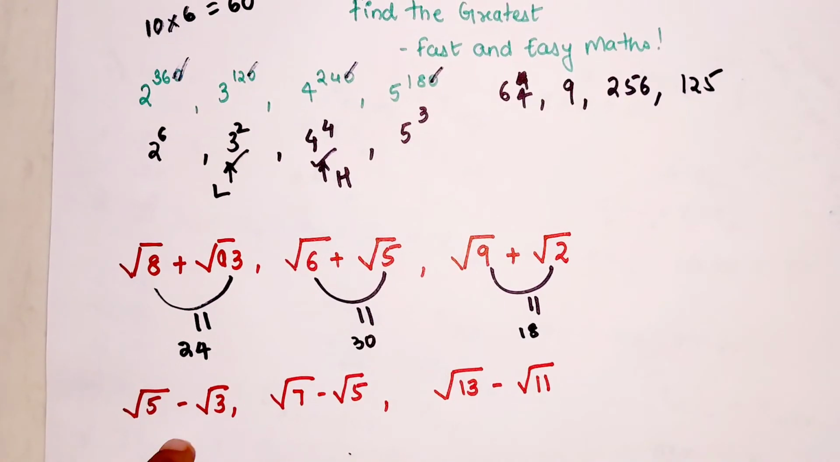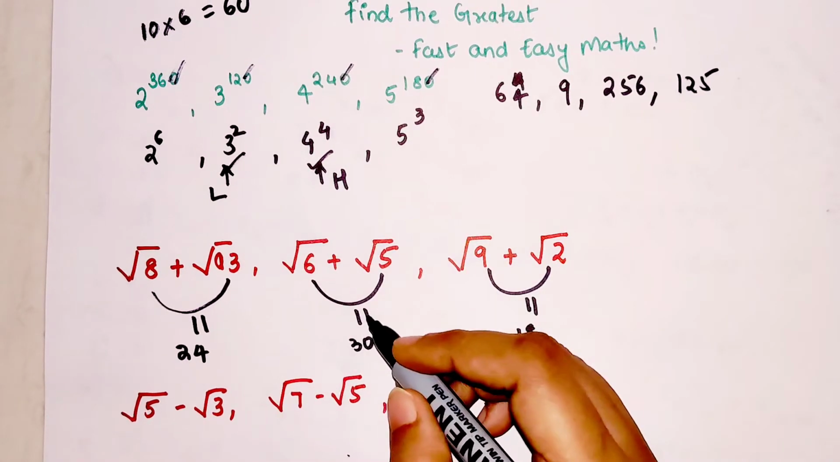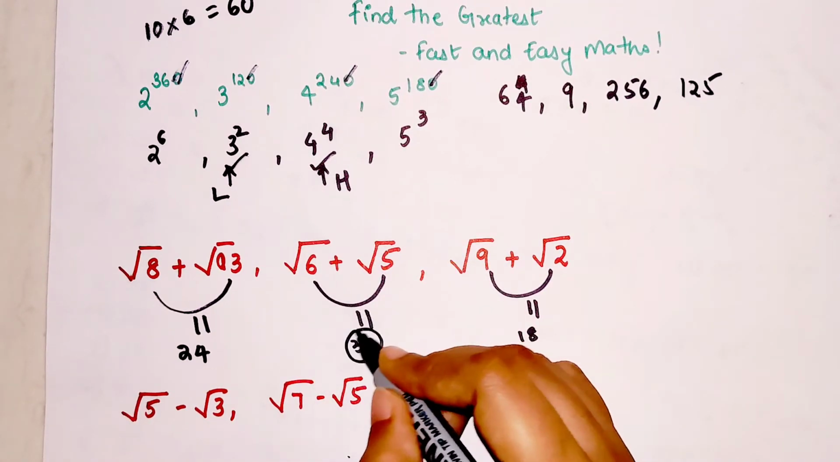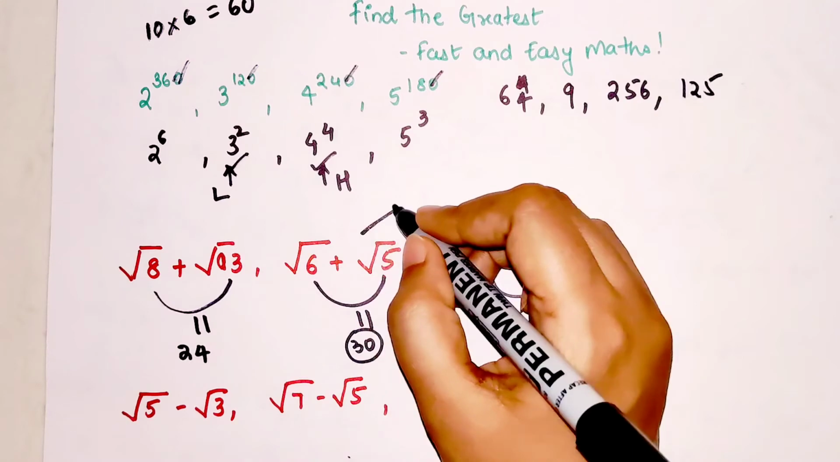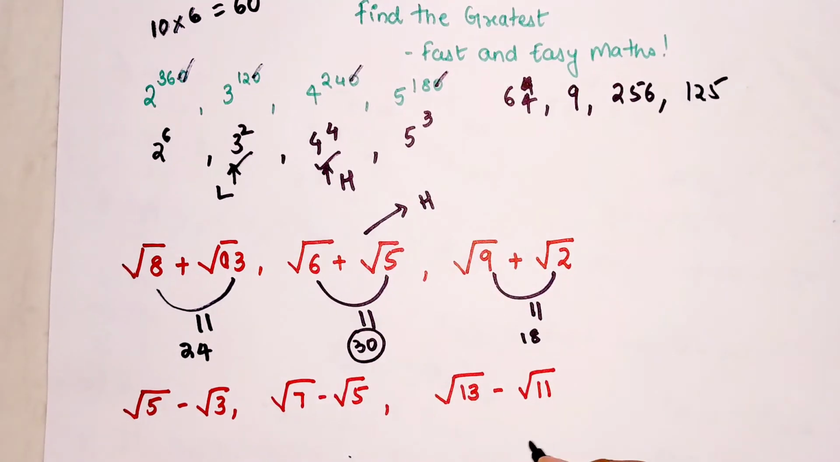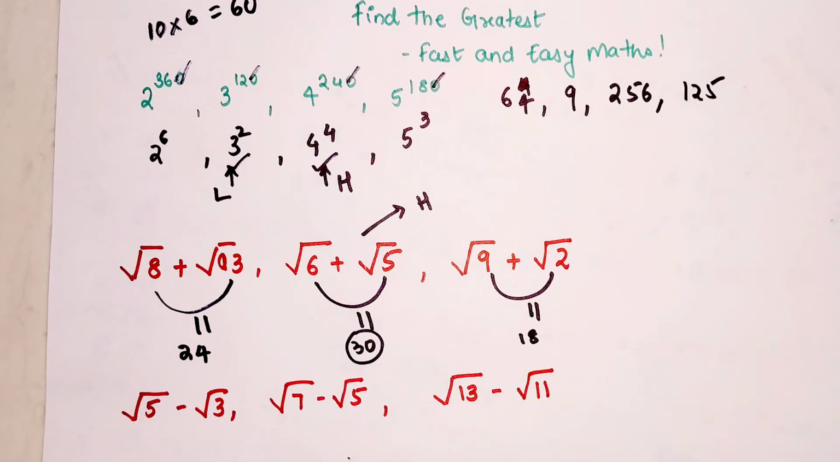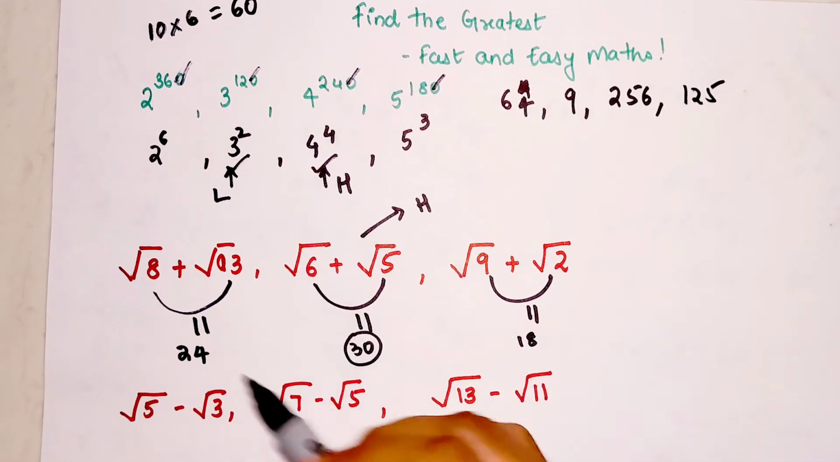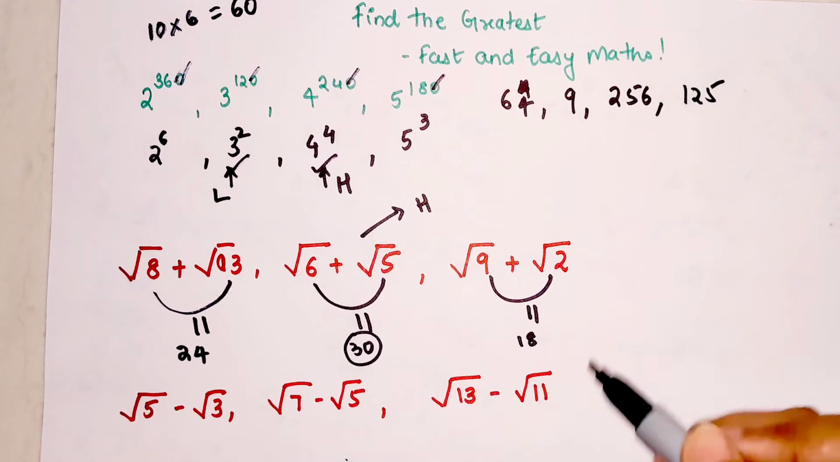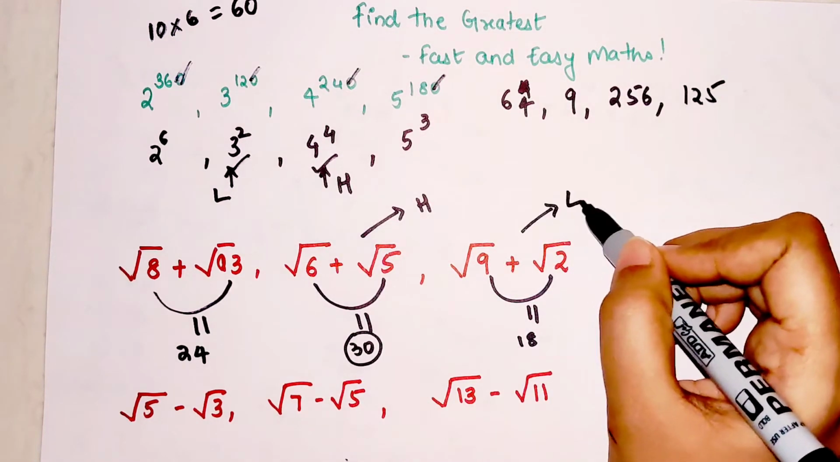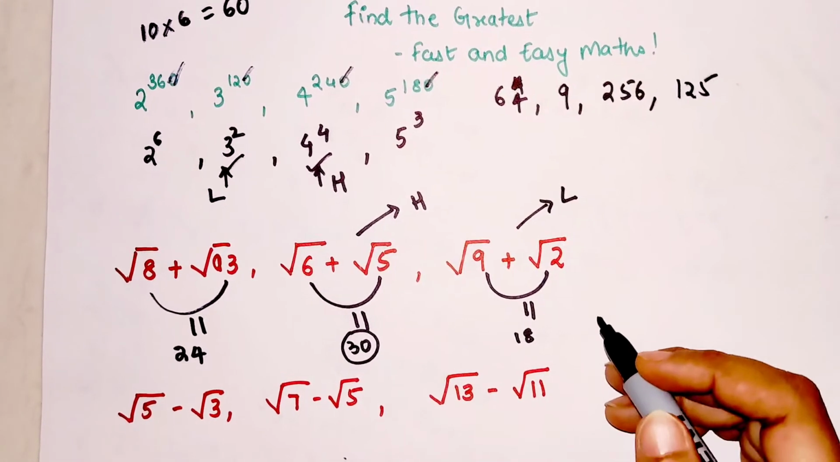Now please understand that the product which is the highest becomes your highest value. So there I can say 30 is the highest, so this one will become my highest value. And the product which is the least will become the lowest. So here I can say amongst the two, 18 is the lowest, so this one will become the lowest value.